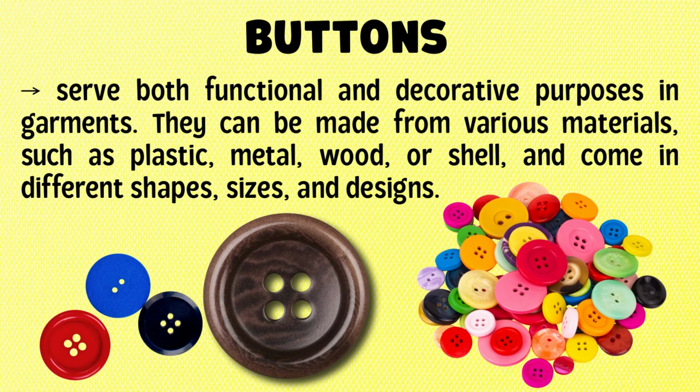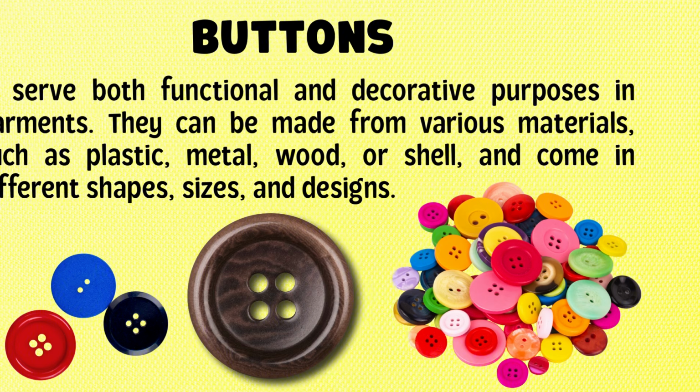2. Buttons. Serve both functional and decorative purposes in garments. They can be made from various materials, such as plastic, metal, wood, or shell, and come in different shapes, sizes, and designs. These small pieces help close clothing securely and also add style to the garment. They come in different shapes and designs, making clothes look more attractive. Buttons also help keep garments in place when worn properly.